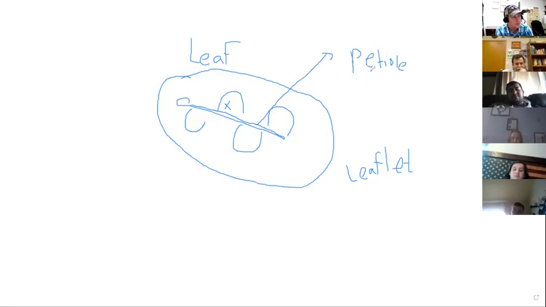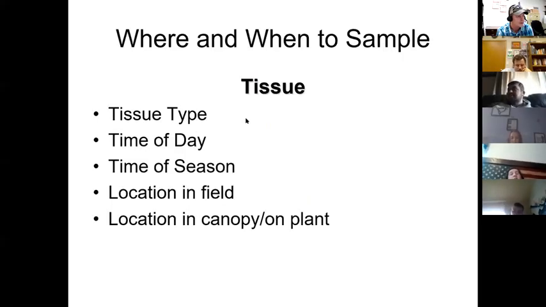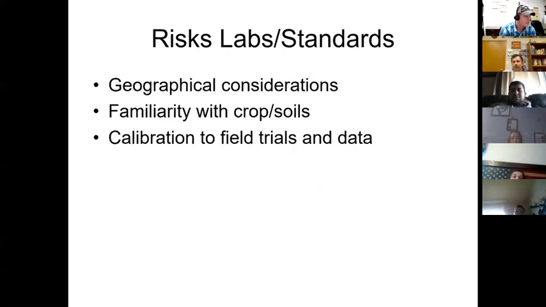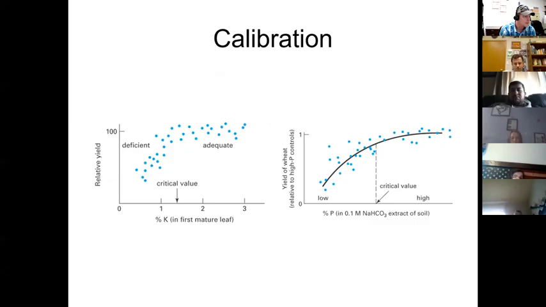Okay. And corn plants don't have petioles. This is only for the dicots. Okay. Great. I think I'm getting sidetracked here. Let me go back to our slides. We've talked about calibration enough. I think I'm going to skip over this.